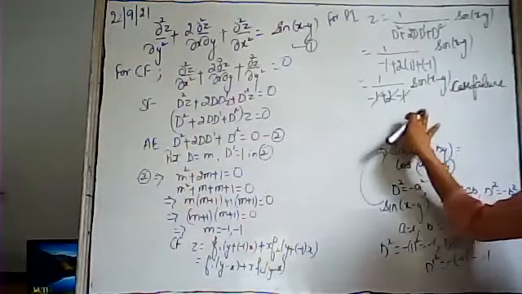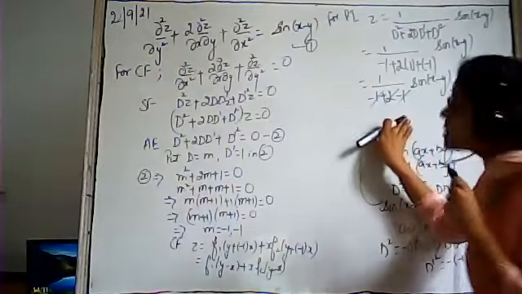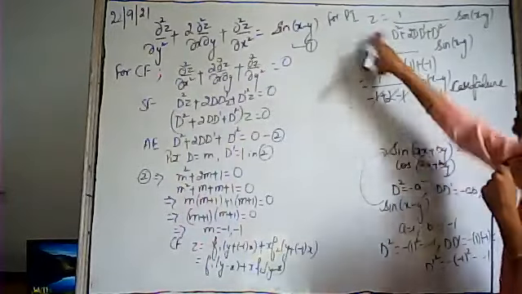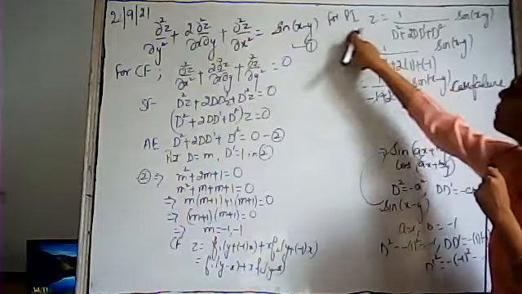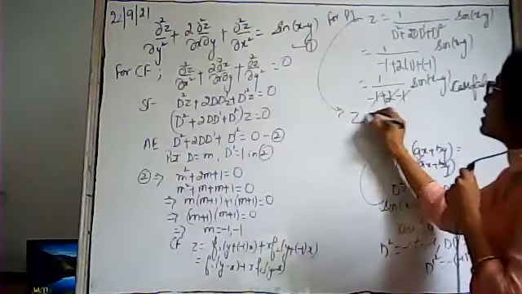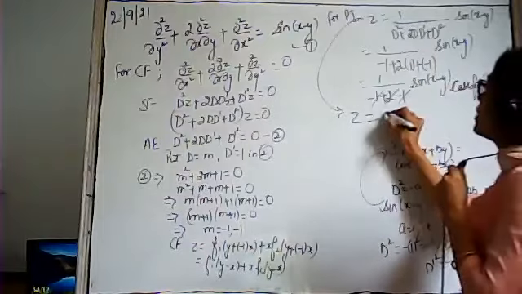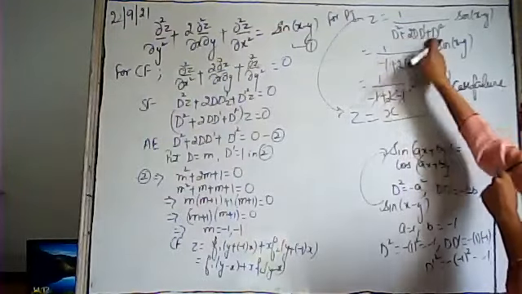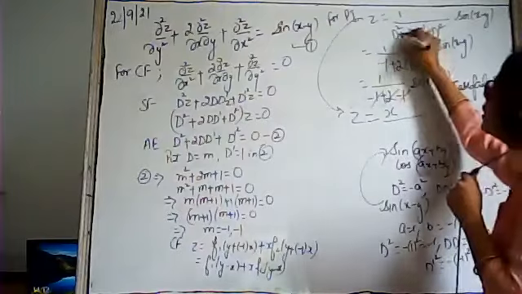If we have case failure, please note down the step. Whenever in any case we have case failure, in that case where we write the particular integral, write this term again: z is equal to, in the numerator multiply with x, and in the denominator differentiate with respect to d.